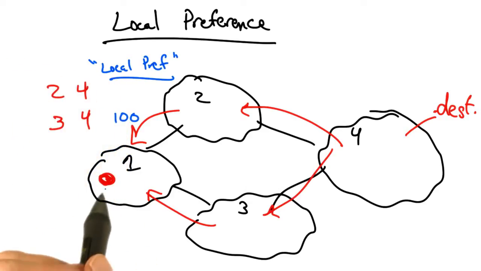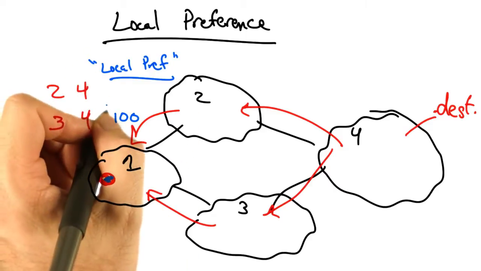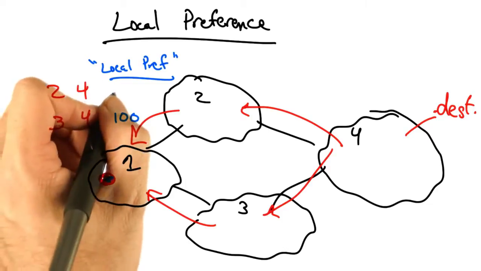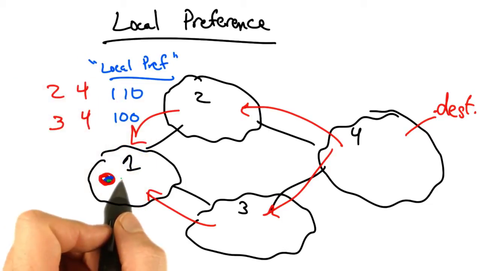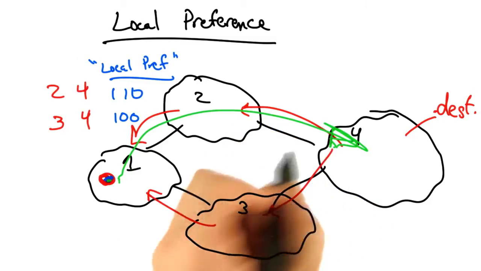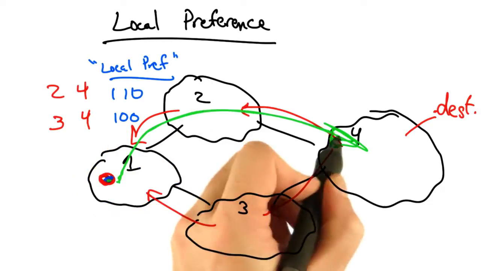The default local preference value is 100. If the operator prefers that this router select the path through AS2, it can configure the router to set a higher local preference for that route, such as 110. This results in this router selecting the route through AS2 and sending traffic to the destination in AS4 via AS2.